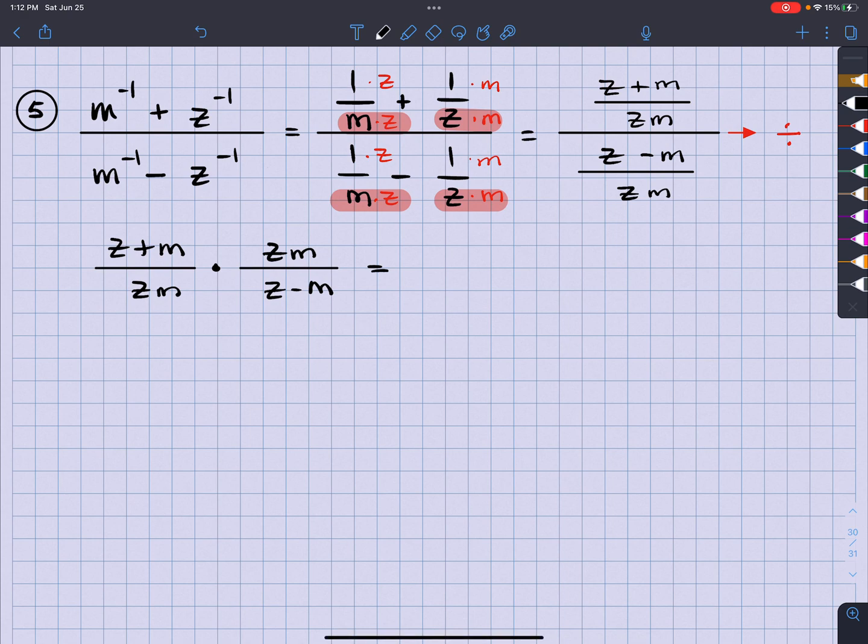Well, if you notice, when I multiply, the zm and the zm are going to cancel each other out. So what I'm going to have left is z plus m on top. And on the bottom, I'm just going to be left with z minus m. And there you go. And that is going to be choice D.